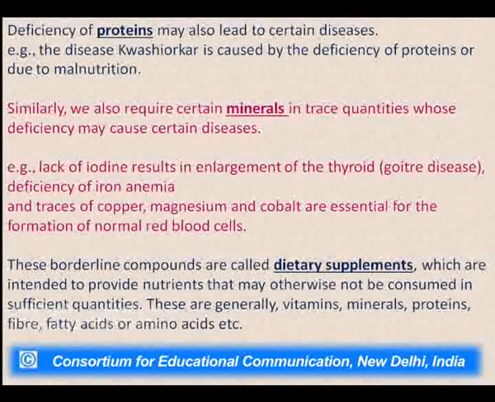So, these proteins, vitamins, and minerals which are required in trace quantities are the borderline compounds between the food and the drugs, and these are called dietary supplements, which are intended to provide nutrients that may otherwise not be consumed in sufficient quantities. Generally, fatty acids may also come in these compounds, amino acids may also come, and fibers also. Then comes how these drugs will be administered to a human body.